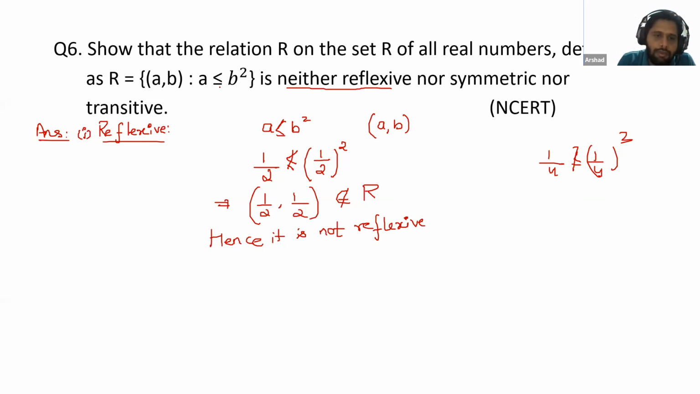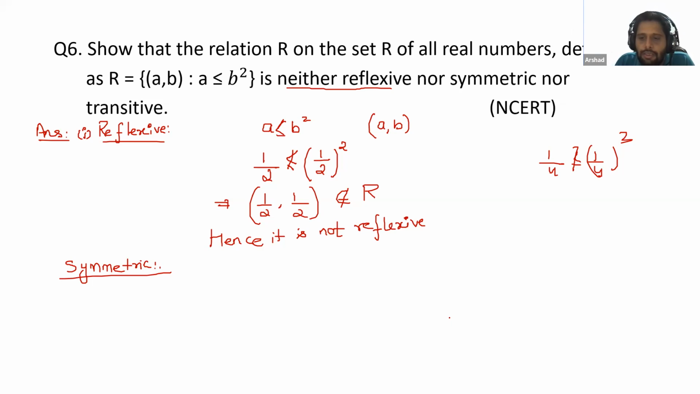Now we will start with the symmetric. For symmetric, I got 2 answers from Zad and Umair. All of you, please try for symmetric. Please try to check the value which satisfies the first part but does not satisfy the second one. That means (A, B) belongs to the relation R, but (B, A) should not belong to the relation R.